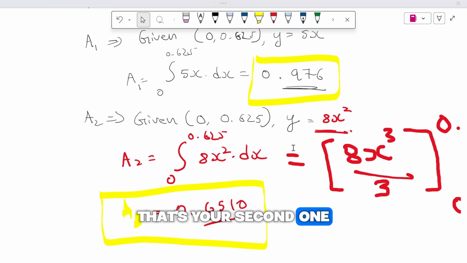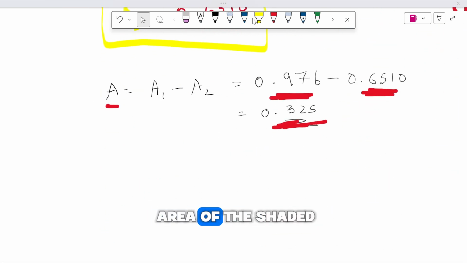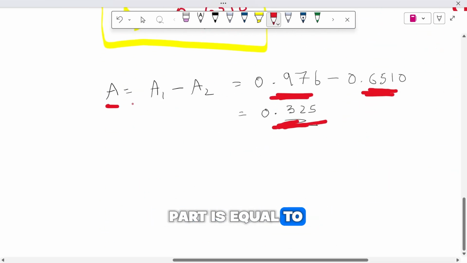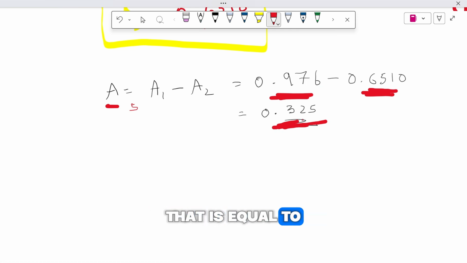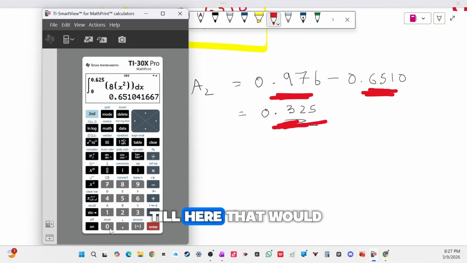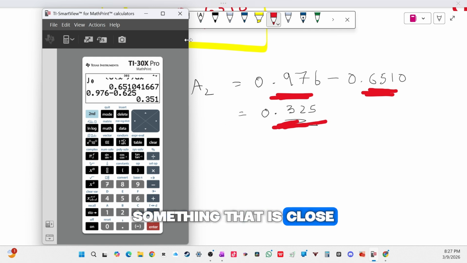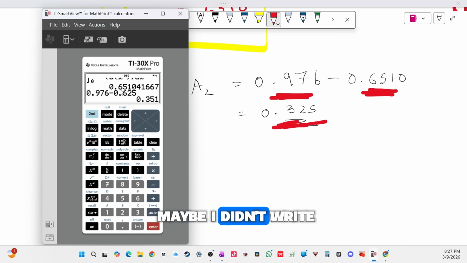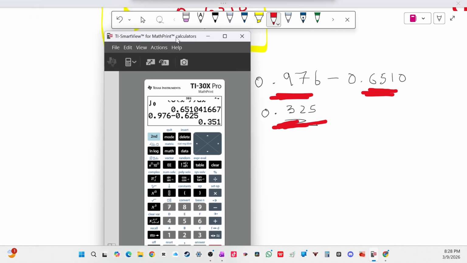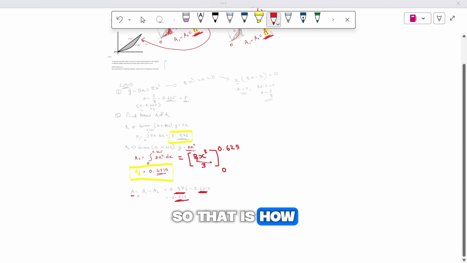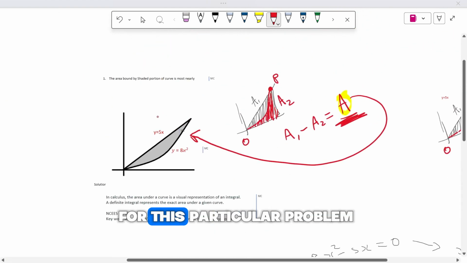That's your second one. So the final answer, the area of the shaded part, is equal to 0.976 minus 0.651, that is equal to 0.325. So since we came till here, that will be a good ending for this problem. Something that is close. Maybe I didn't write some number accurately, but it doesn't matter. Answer is very relative. So that is how you got your 0.325 for this particular problem.